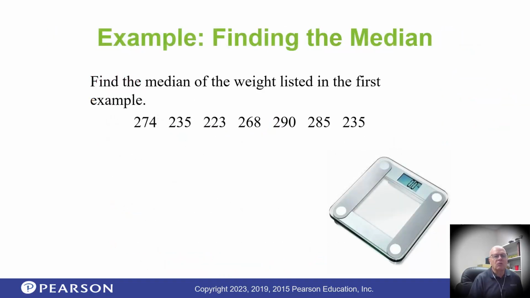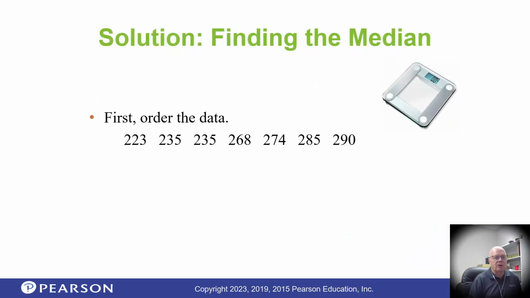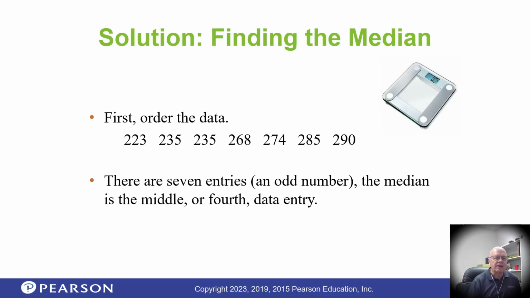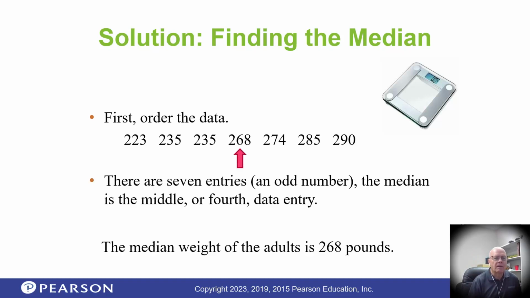So how does the median work? Well, let's take those weights again. You've got 7 different weights. What do you have to do first? Put them in order. What's next? Find the one that's in the middle. This is an odd number of items, so you take the 4th item in all the 7 entries, and there is your median. And the median weight of this group is 268 pounds.